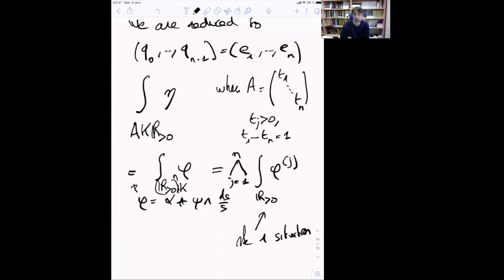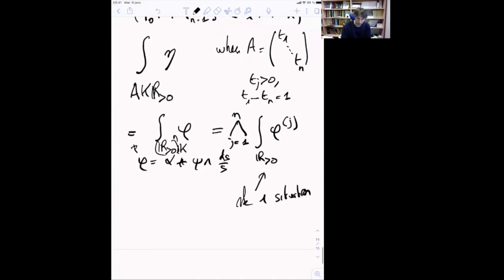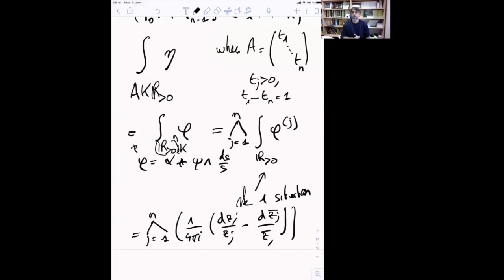And we have computed eta in that case. In that case, eta is precisely 1 over 4 pi i (d zj over zj minus d zj bar over zj bar). And that's exactly what we wanted to prove in that case.